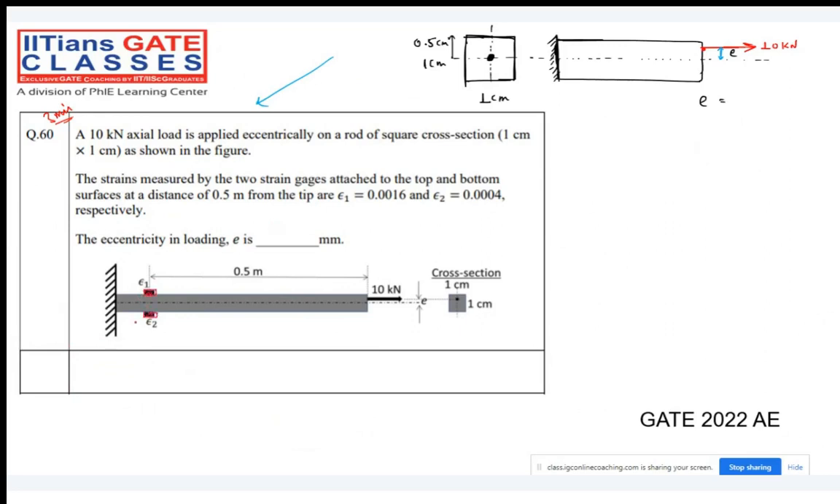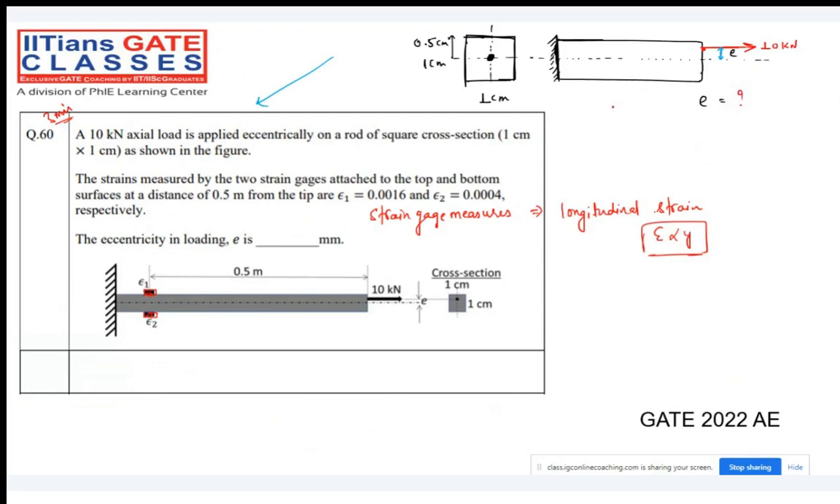A strain gauge measures normal strain, or basically longitudinal strain. That is, epsilon is directly proportional to y. In bending, longitudinal strain is directly proportional to y. We have seen that in our bending stress chapter, where we started our derivation with that only. What about the eccentricity distance? Can somebody please tell what we need to find? Whatever the distance is, the value of e, that is what we need to find.